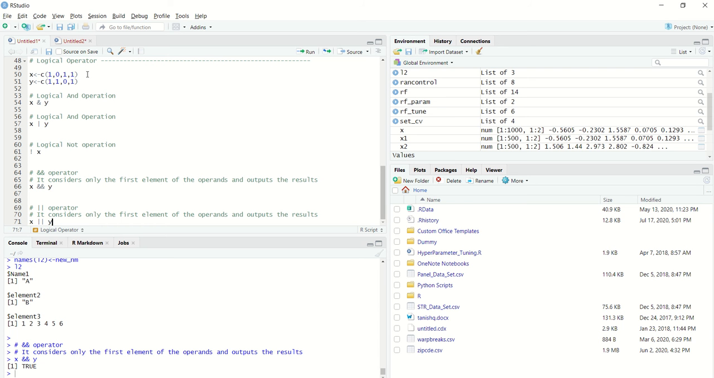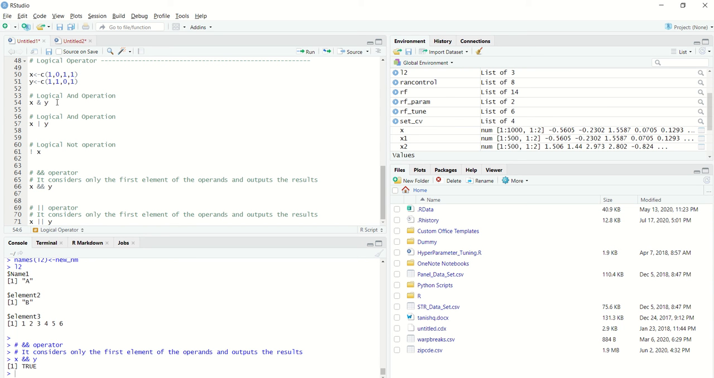Let's say I initialize x and y vectors with 0 and 1 as their values. Again, it should be remembered that for logical operations, 1 is synonymous or equal to true and 0 is equal to false. So they can be used independently and interchangeably. So let's say I initialize x and y as two vectors.